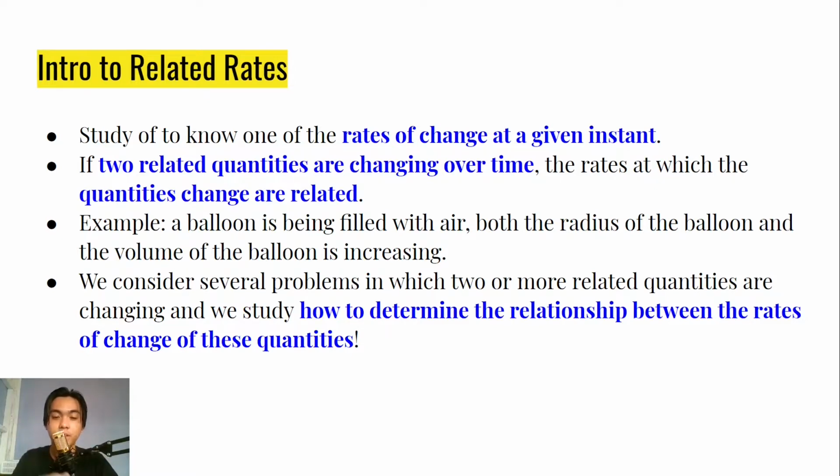We have seen that for quantities that are changing over time, the rates at which these quantities change are given by derivatives. If two related quantities are changing over time, the rates at which the quantities change are related. For example, if a balloon is being filled with air, both the radius of the balloon and the volume of the balloon are increasing. In this presentation, we consider several problems in which two or more related quantities are changing, and we study how to determine the relationship between the rates of change of these quantities.